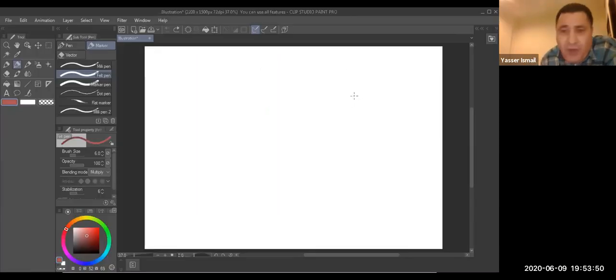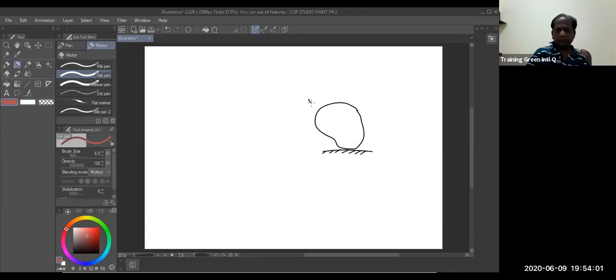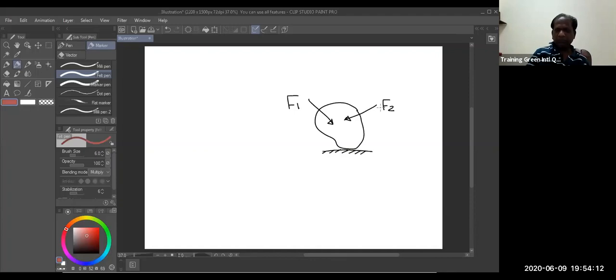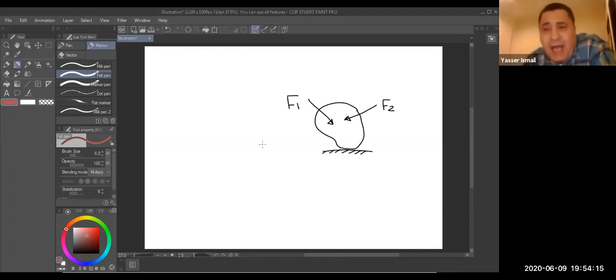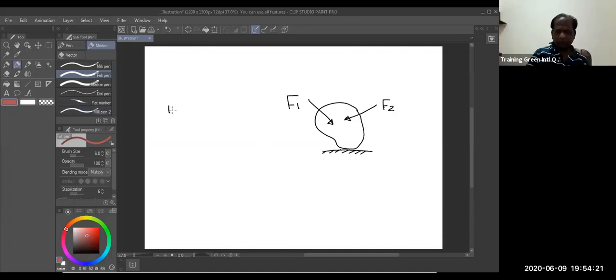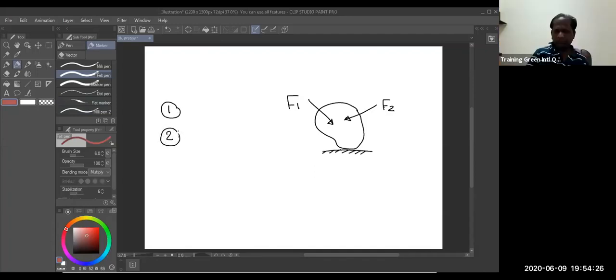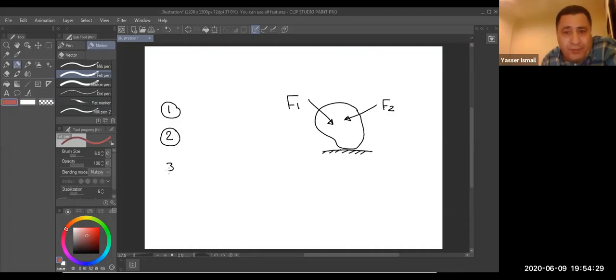Okay, what does it mean? If you have a body, any body, resting on the ground, and this body has force F1 and another force F2. We said this body is under equilibrium states. Means what? Means I have three equations to judge if this body is under equilibrium or not.